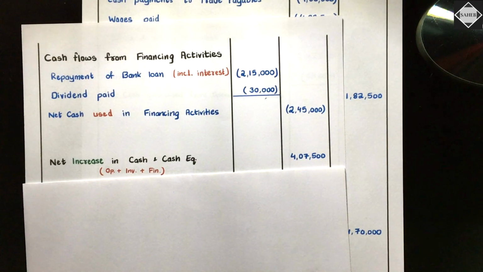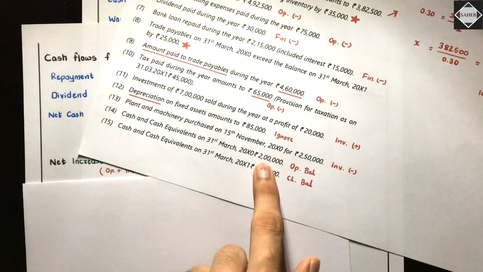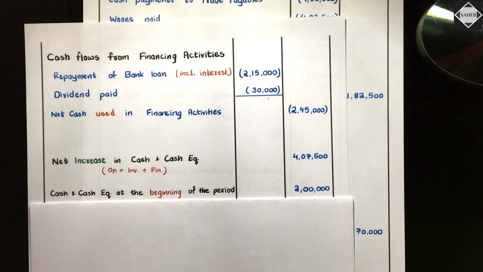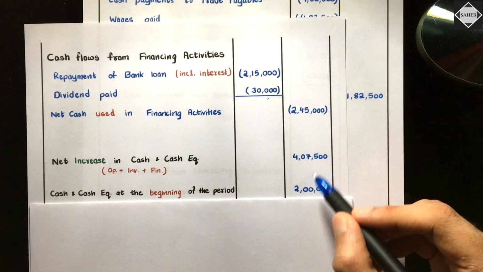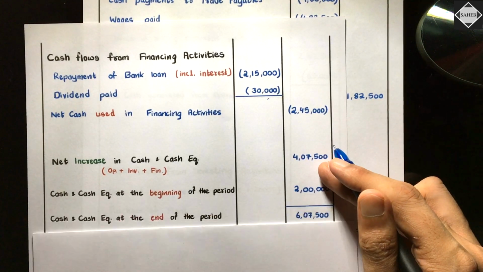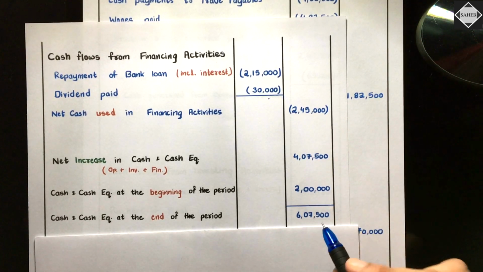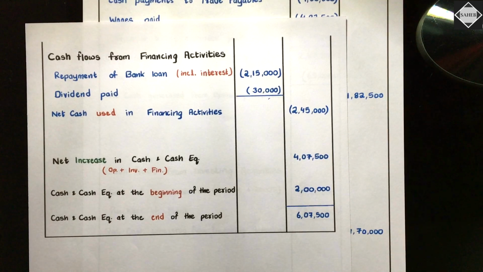And then you will take the opening and closing balance of cash and cash equivalents. Opening balance is 2 lakh, closing balance is 6,07,500. So opening balance is 2 lakh. 4,07,500 plus 2 lakh, that is equal to the closing balance 6,07,500. Okay, it should match with the balance sheet. That means your answer is right. Is it clear? So that's all.